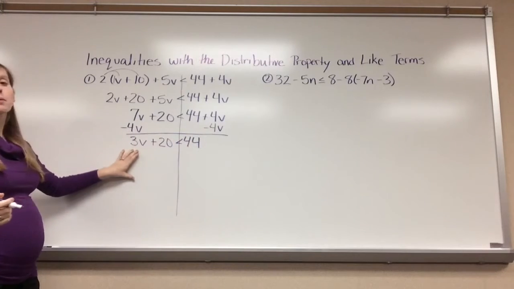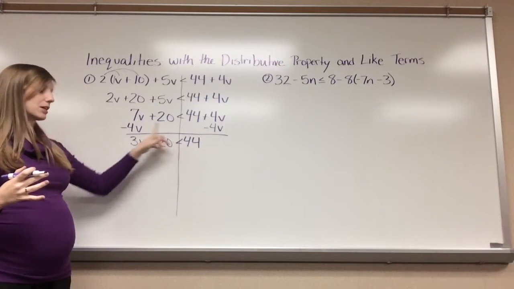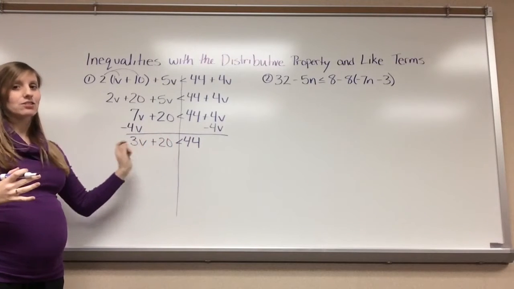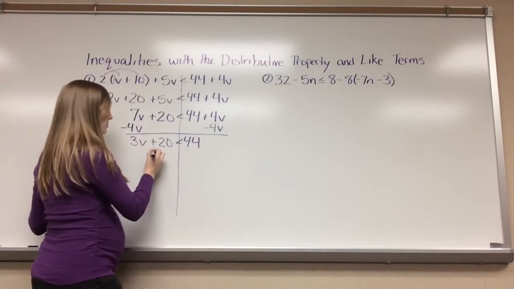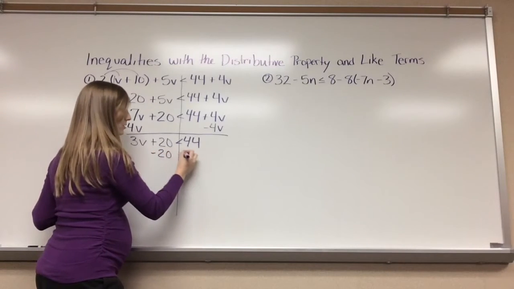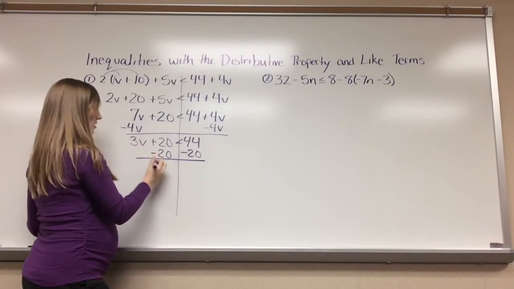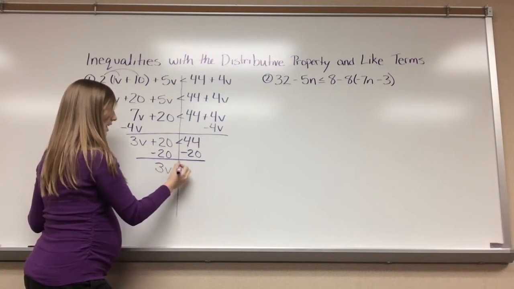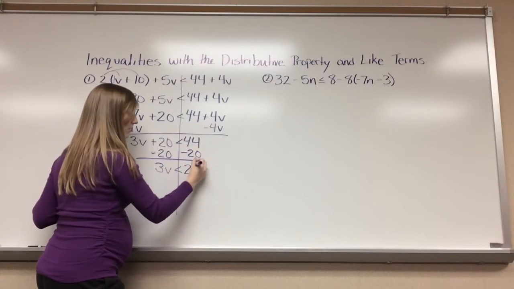So all of my variables are on the left. I want only numbers on the right. So that means my 20 needs to cancel. So to cancel out a plus 20, we do the opposite. So we will subtract 20 on both sides of the inequality. My 20s cancel. I get 3b is less than 44 minus 20 is 24.